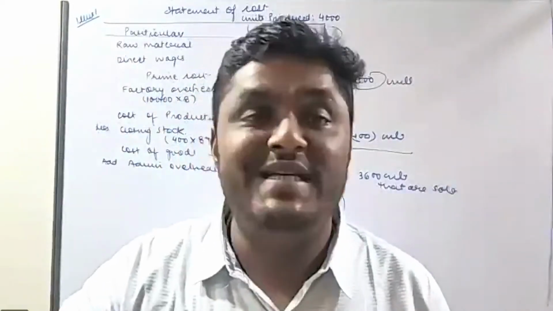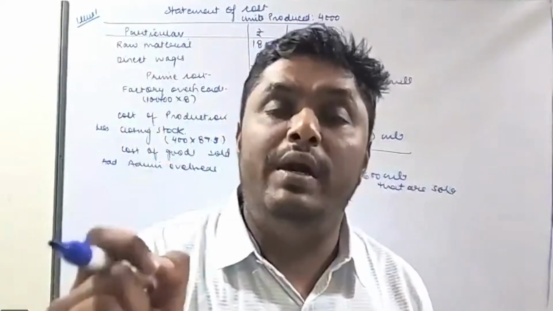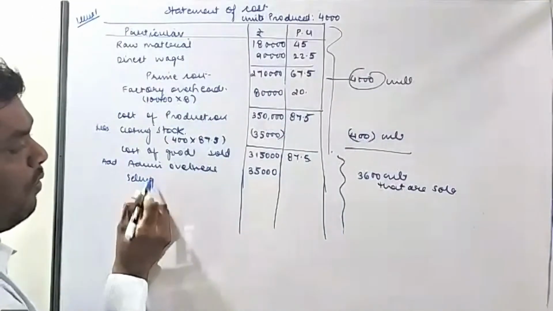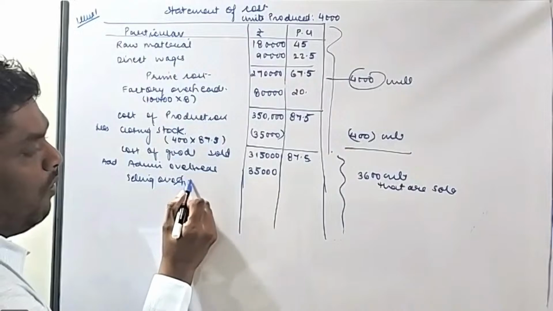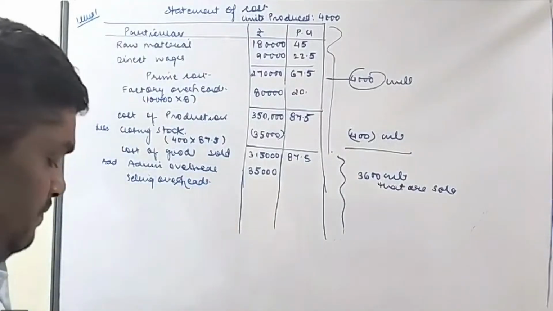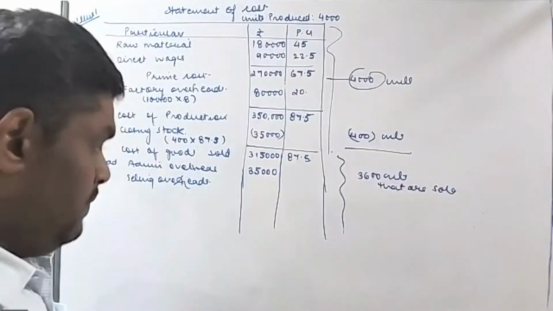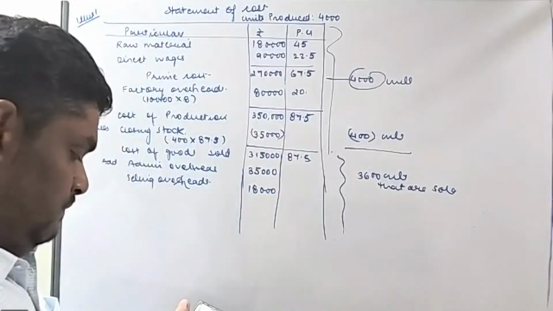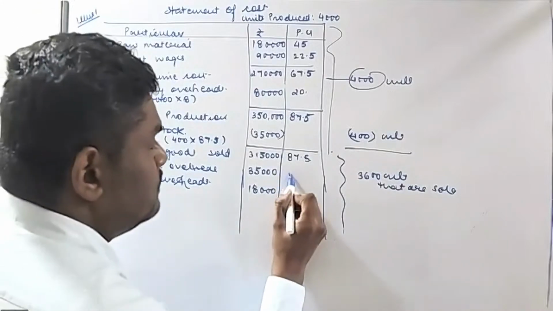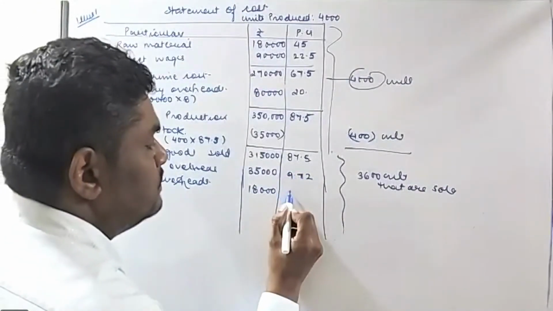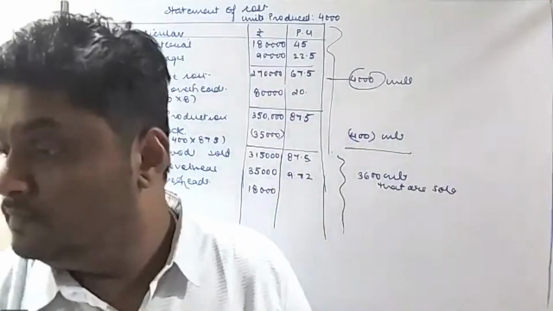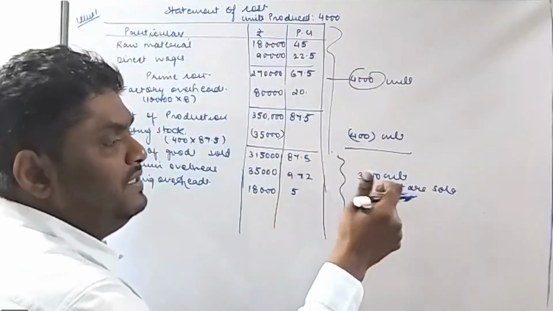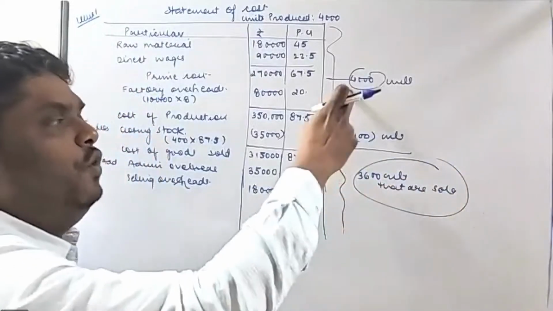Selling overheads are given as rupees 5 per unit. So this will be calculated on units that are sold. $18,000. Again, I repeat, from here, 3,600 units will come into picture, not 4,000.